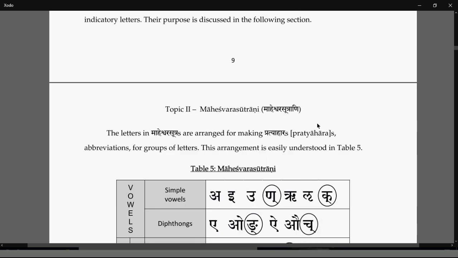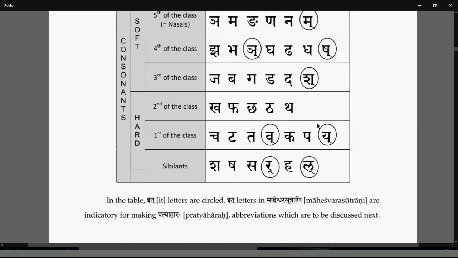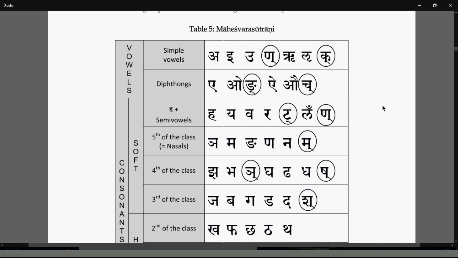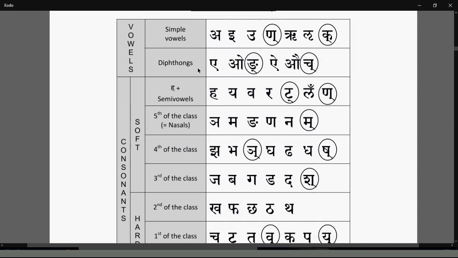Anyway, let's go to the chart. So here the chart explains. He has used these words, which I am not comfortable with, diphthongs and things like that. People who are comfortable may go through this.